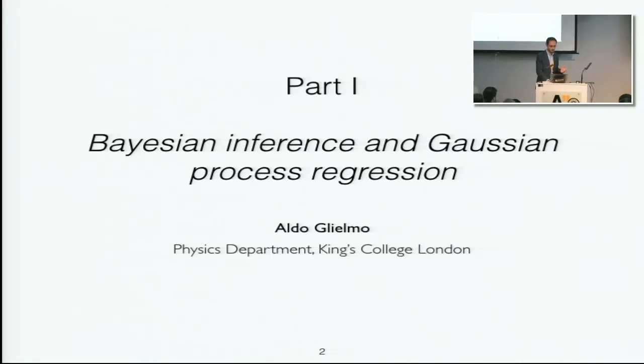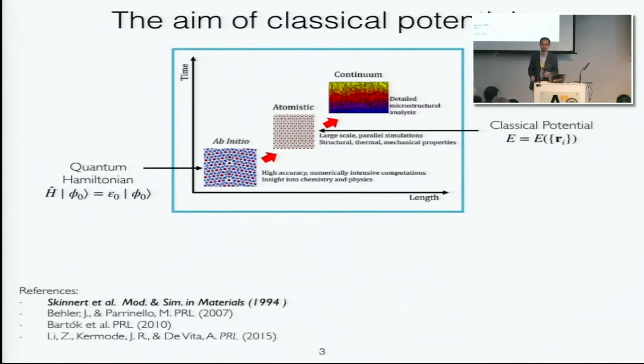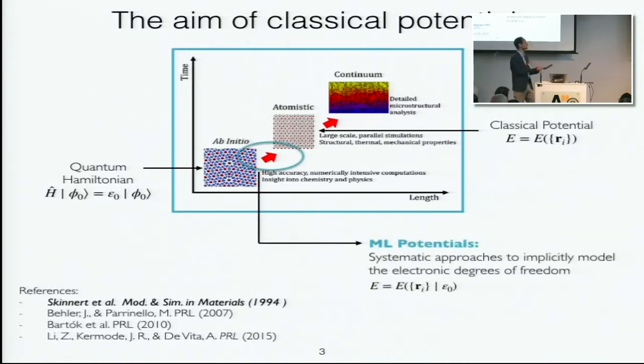But first of all, what are we trying to do? You all know this slide and this graph. We've got length scale and time scale. On the bottom left, it's ab initio simulations, and this is the landscape of material simulation. Building a machine learning force field is essentially doing this implicit modeling of the electronic degrees of freedom by modeling directly the energy of the system with a classical expression.